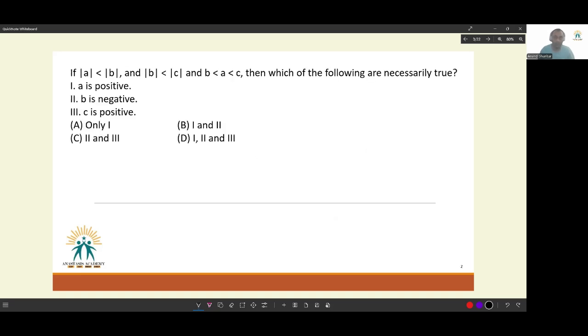Now next question. This is more theoretical. Mod A is less than mod B, and mod B is less than mod C, and B is less than C. Which of the following are necessarily true?